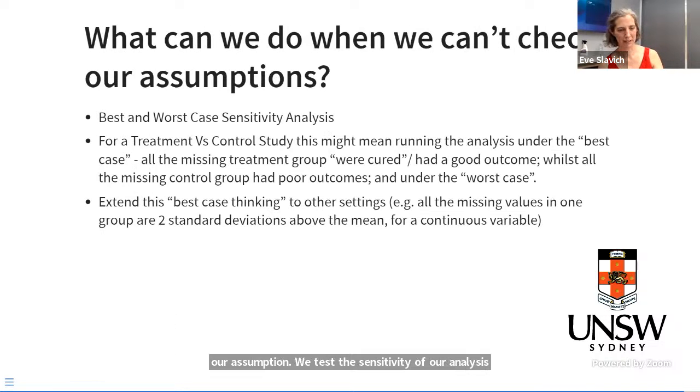Another thing that you can do for missing data is a best and worst case sensitivity analysis. So this might mean that you run the model where everyone in your treatment group is cured or has a good outcome, while everyone in your missing control group gets poor outcomes. That's your best case for your treatment effect, and then you can reverse that and run it for your worst case, and then try to say something about where you think it's going to be.